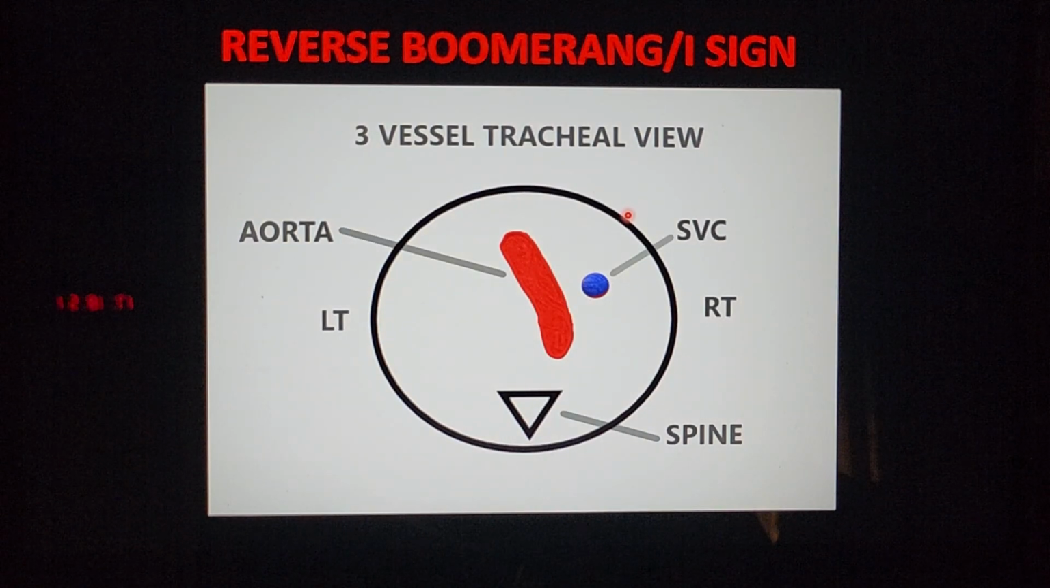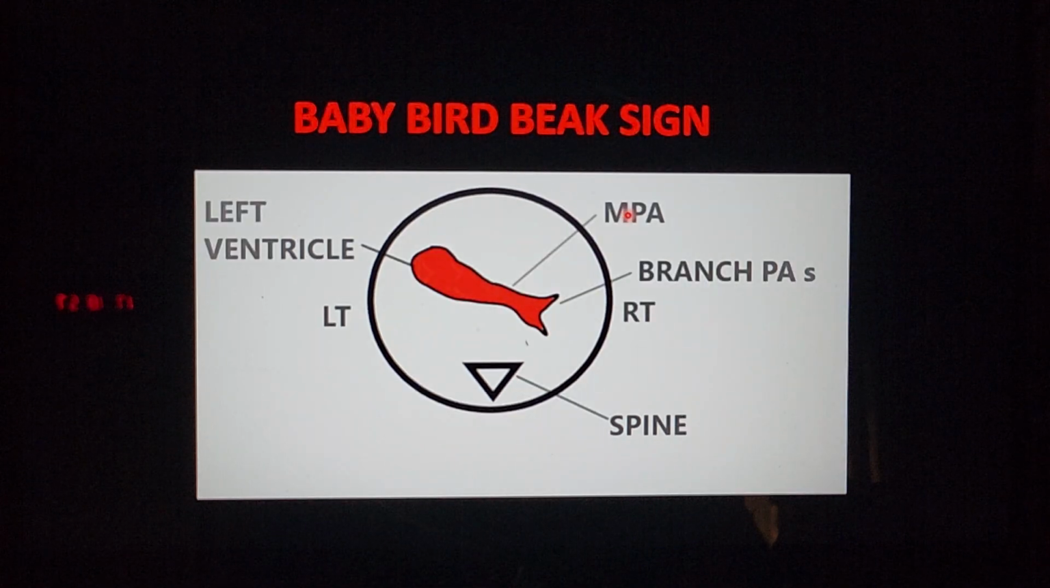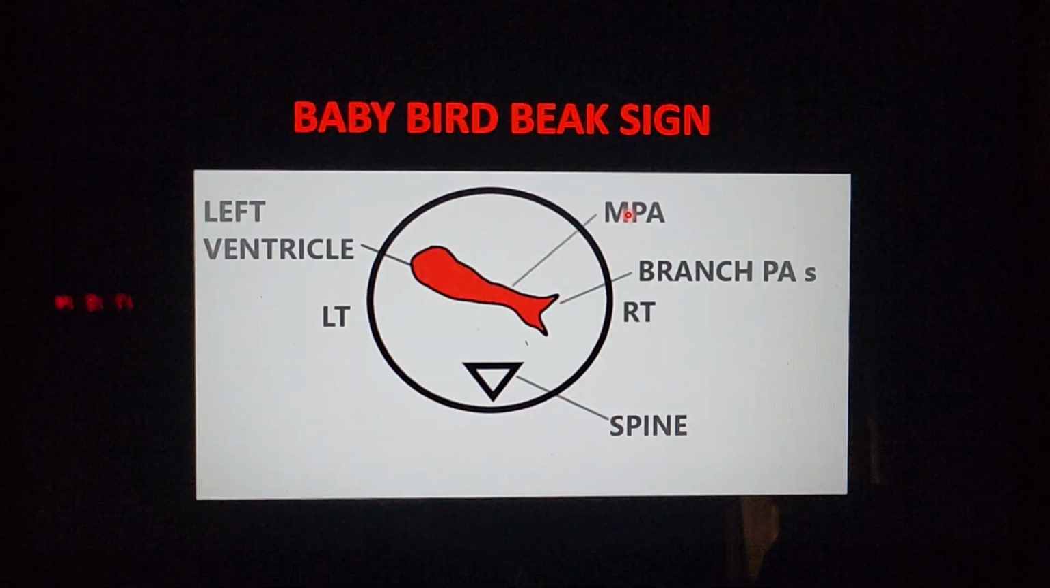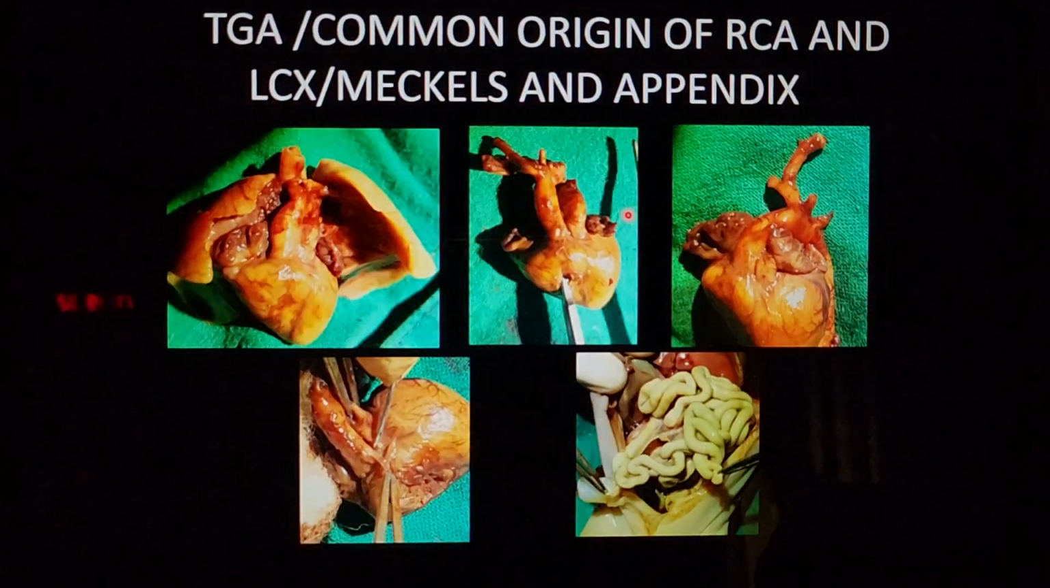So the 3-vessel view will give us what is called as a reverse boomerang sign or I sign of the aorta, and it will also show us the baby bird beak sign in the LVOT view, which is what we saw earlier. So remember, the I sign is what demonstrates the reversed convexity of the aorta in the 3-vessel view, and the baby bird beak sign is the LVOT view, which gives rise to the PA and the branch PAs, which looks like the open mouth of a baby beak. So this is a baby beak view.